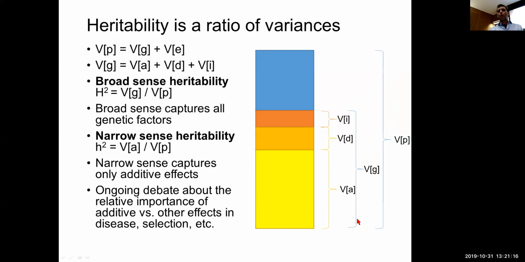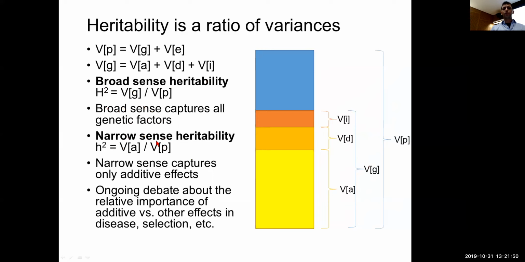First of all, with all of the genetic variants, and then decomposing that into an interaction term, a dominance term, and an additive term, okay? So now we're gonna be defining different types of heritability. We're gonna define broad sense heritability as capital H square, which is simply the entire genetic component divided by the phenotypic variance, okay? And broad sense basically captures every single genetic factor.